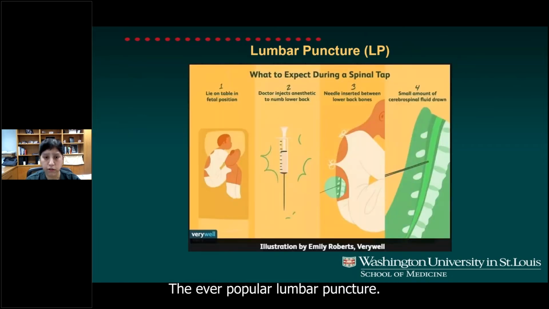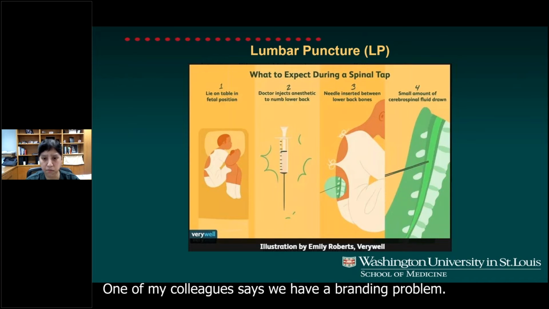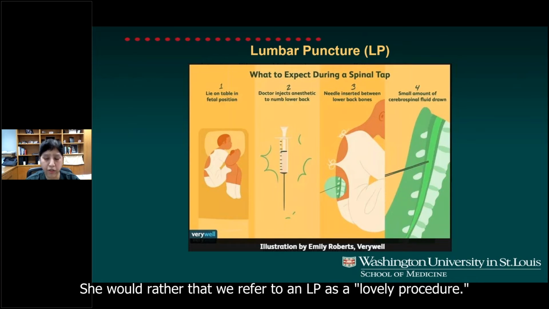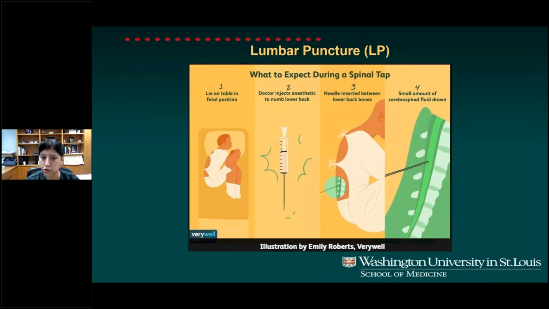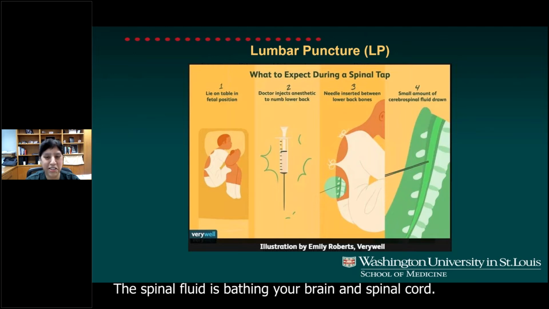The ever popular lumbar puncture. So this is a procedure that we often refer to as a spinal tap or an LP. One of my colleagues says we have a branding problem. So she would rather that we refer to an LP as a lovely procedure. This is what we're asking of.